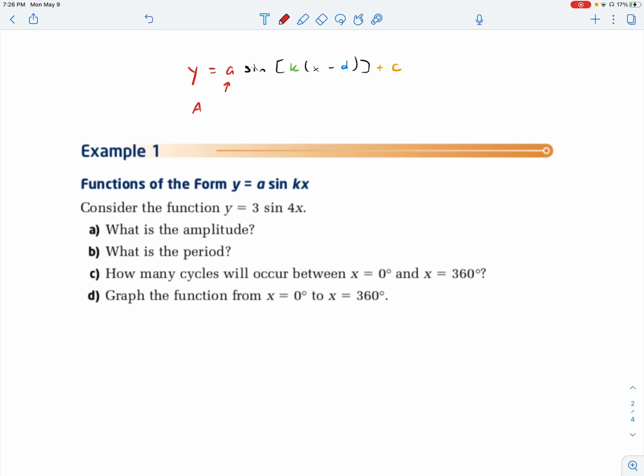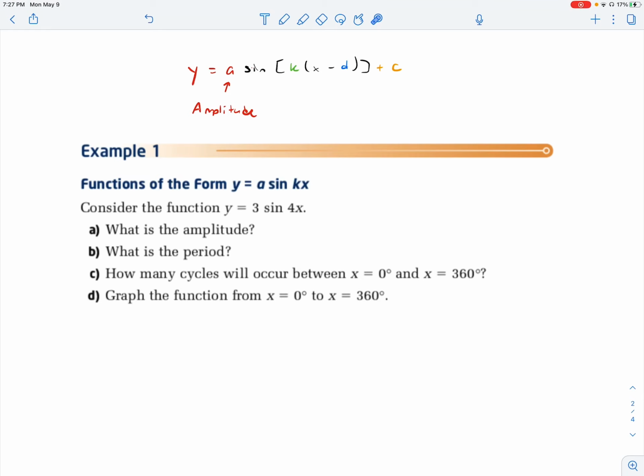A always gives us the amplitude for the function. Okay, so if A is a large number, it's going to be a big amplitude. If it's small, it's going to have a small amplitude. Also, if it's negative, it's going to reflect the graph along the x-axis.